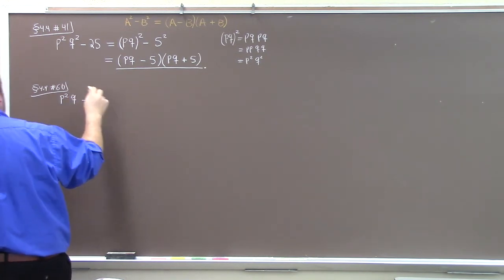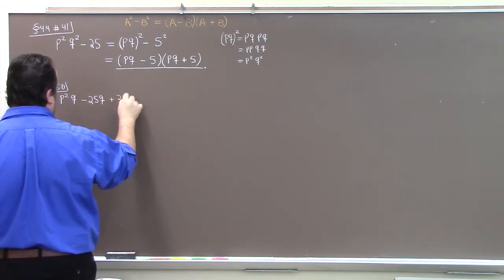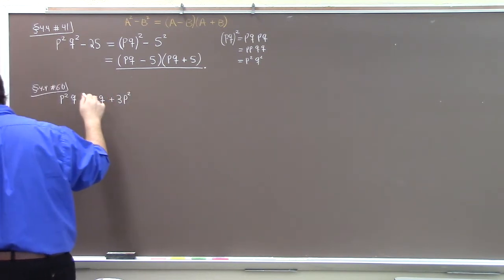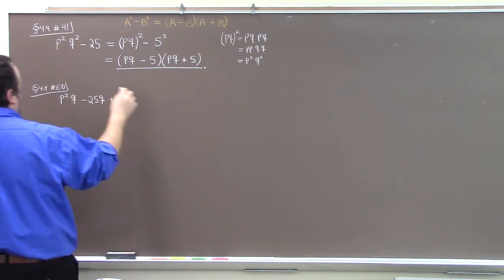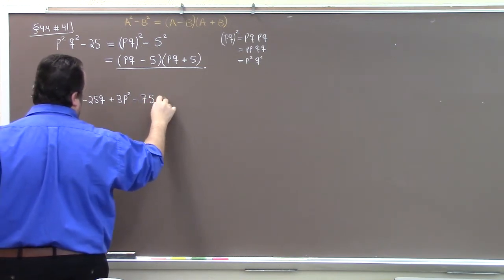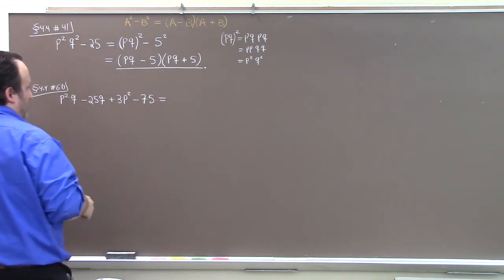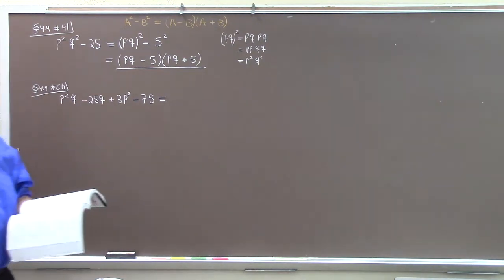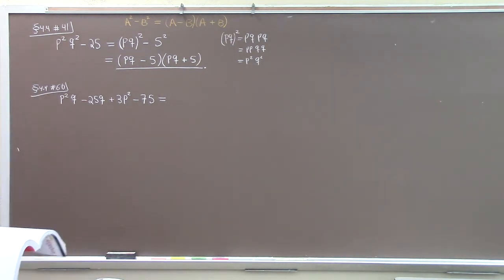25Q plus 3P squared minus 75. Now, these problems, you want to understand them, but these kind of PQ problems are at most 10% of the test. The bigger thing is the problems I'll work after this.